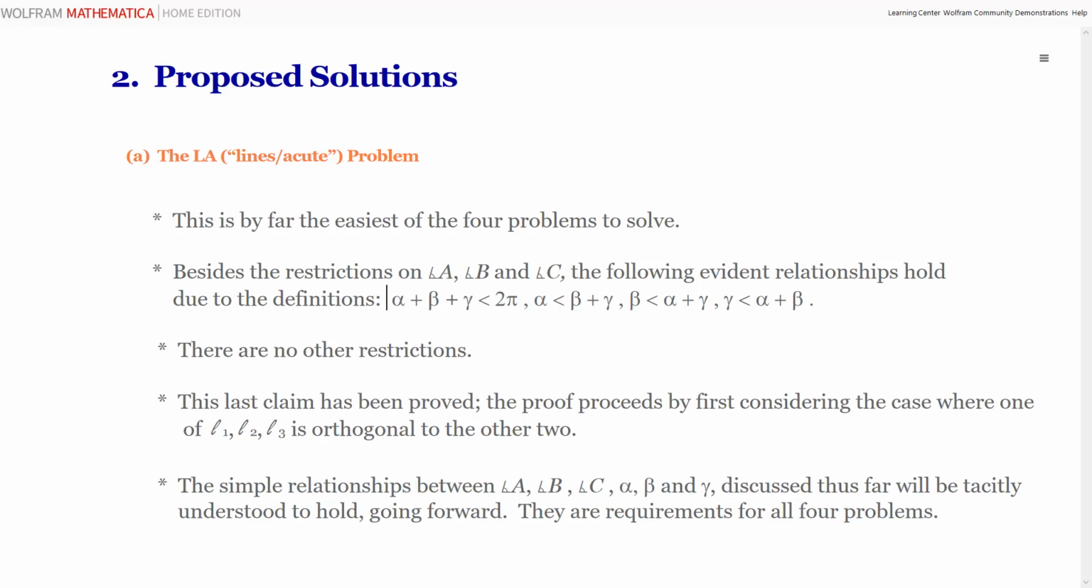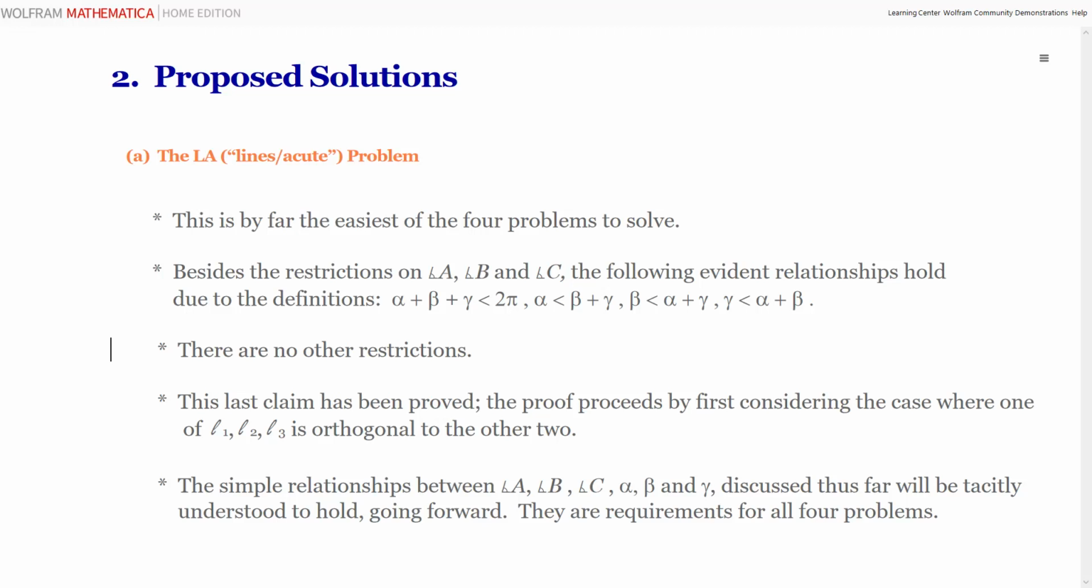Either that's obvious to you, or if you think about it, based on the definition of these angles, remember that alpha is the angle between L2 and L3, and so forth. If you think about it a little bit, claims such as alpha plus beta plus gamma is less than 2 pi are pretty evident. You may have run into this in the context of spherical trigonometry, for example. I won't say anything else about that, but it's pretty straightforward reasoning.